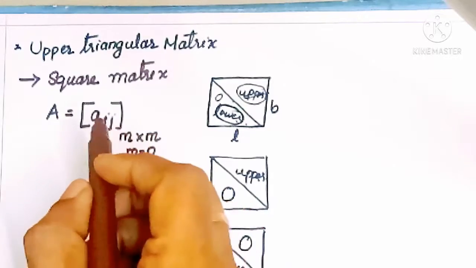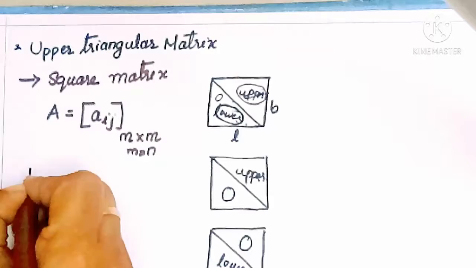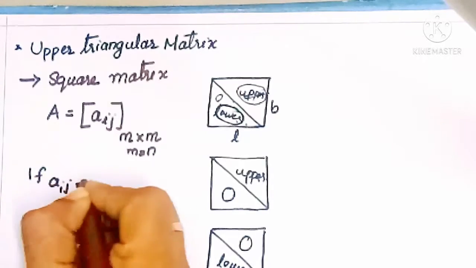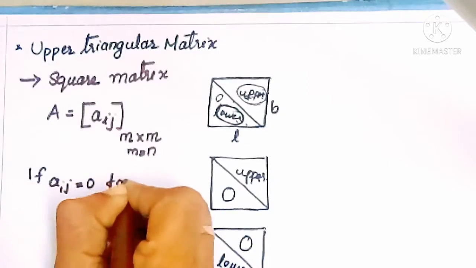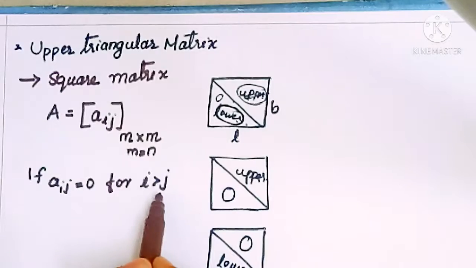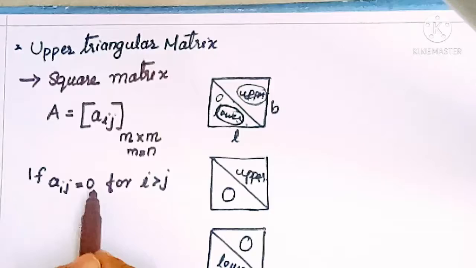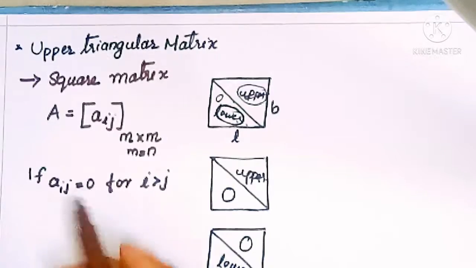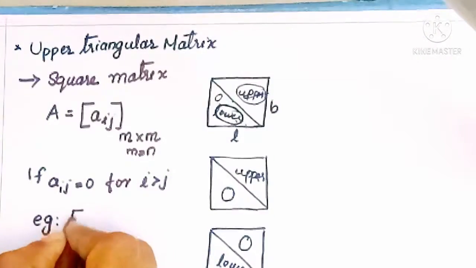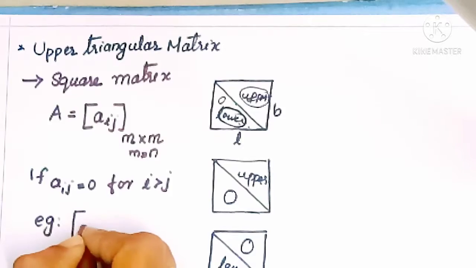So the upper triangular matrix is applicable only for a square matrix. Also, the condition of an upper triangular matrix is: Aij is equal to 0 for i greater than j. When i is greater than j, at that time Aij becomes 0. Otherwise, it has some value. We can write one example. Here I am taking a 2 by 2 matrix.